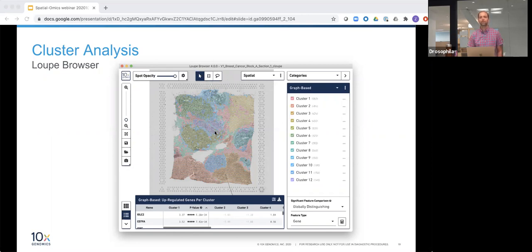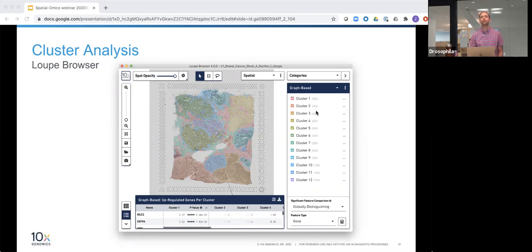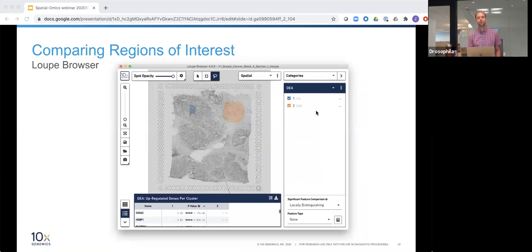You can also look by cluster and see what the genes are that are most upregulated in cluster 1. Here you can see IGCL is one of the top upregulated genes compared to these other tissues. And these numbers here in parentheses are the number of spots that are incorporated into that particular cluster. There's a lot of different ways you can visualize your data in Loupe, and it's really kind of fun to play around with and look at what these different structures are doing.